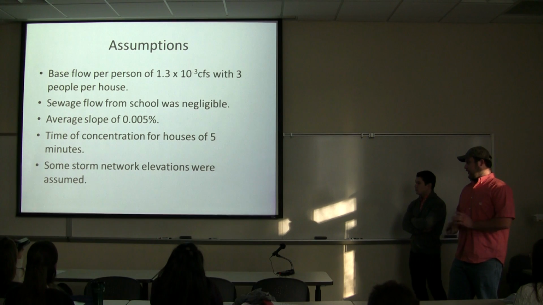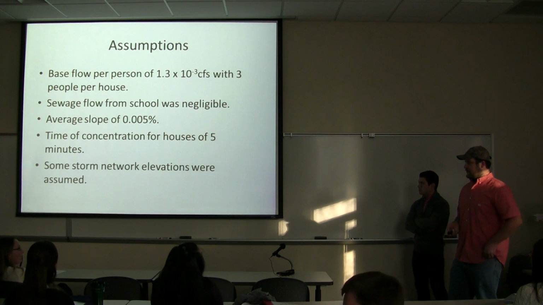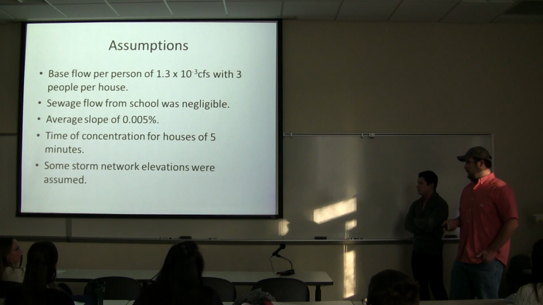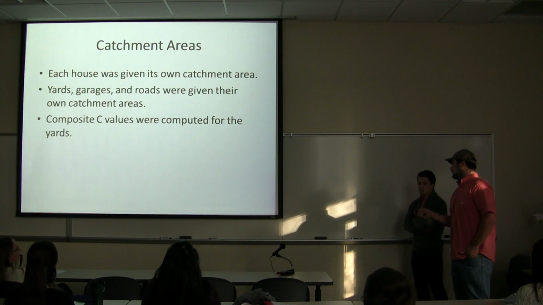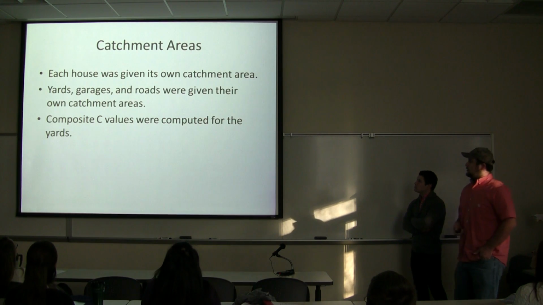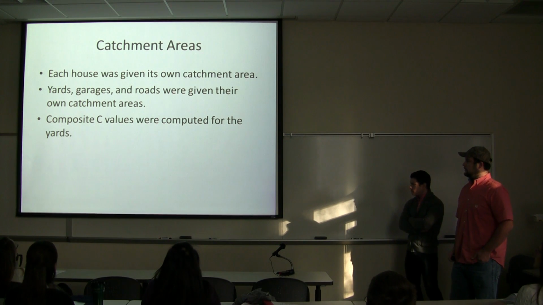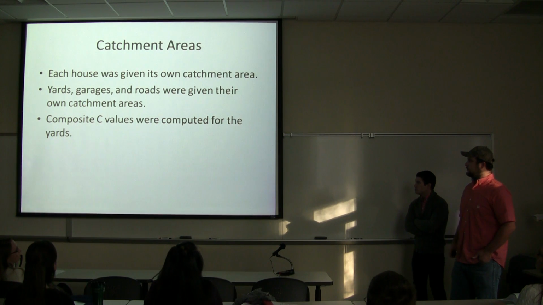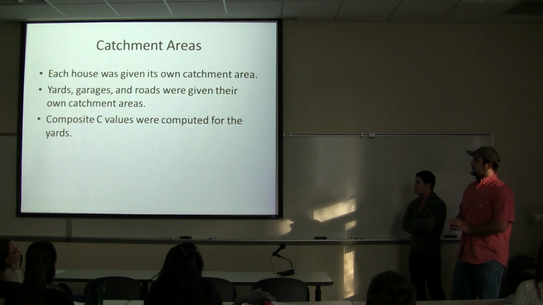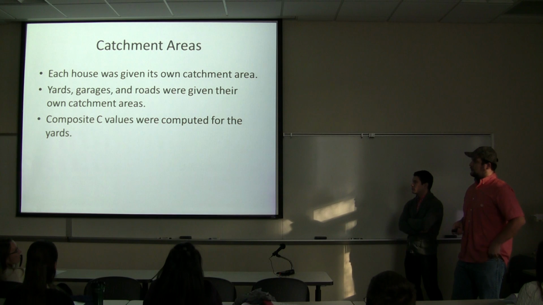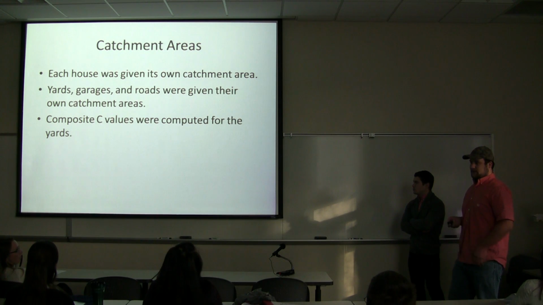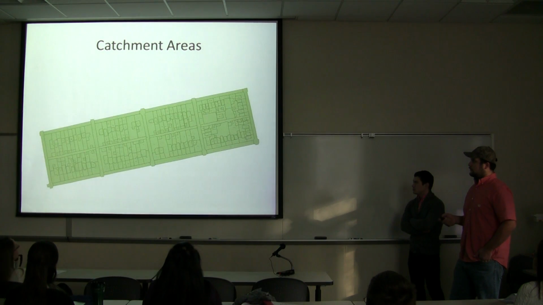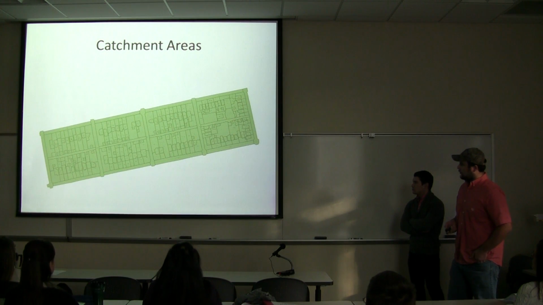Some of the storm network elevations were off, but we just assumed elevation since we weren't looking at the storm network anyway. So we separated every house and every yard and every shed so each has its own catchment basin to get greater accuracy. Then we put their C values into the respective catchment basins for all of them. And there's what our model looked like.